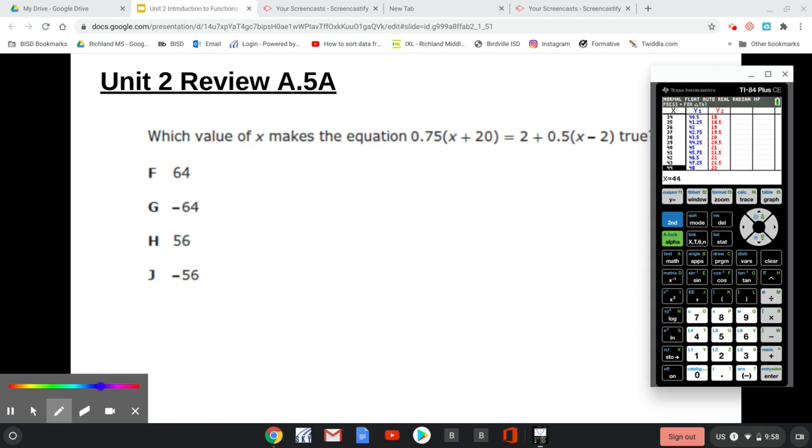I'll do the positive numbers first. I don't have to scroll. So I have 64, and that does not equal. I have a 56, and we can see that doesn't equal. So now we'll go to the negatives.